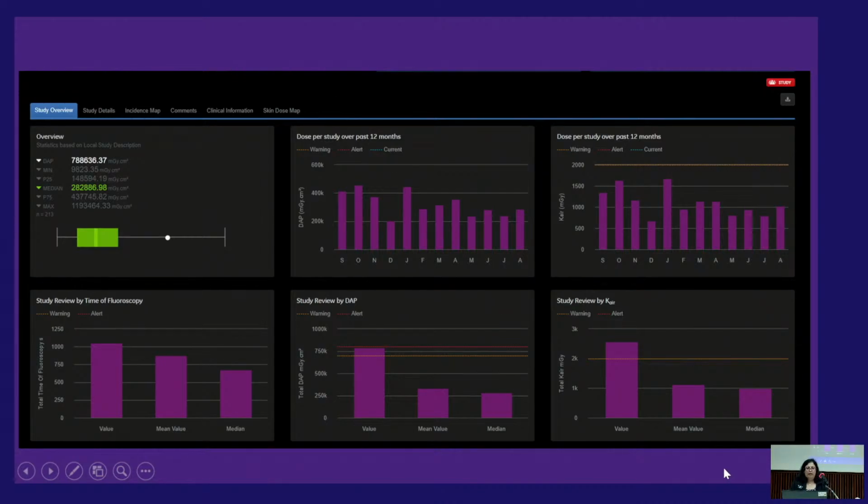And this is a screenshot from Dosewatch for an interventional procedure. It's really nice. It gives you a nice study overview. It tells you your median, your 25th percentile, 75th percentile for this particular study description. And in this particular case, the white dot shows you, hey, you have a problem with this case. It's much higher than the other cases. It shows you the distribution over 12 months.